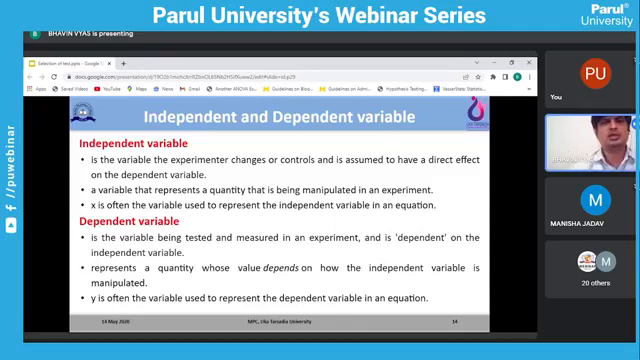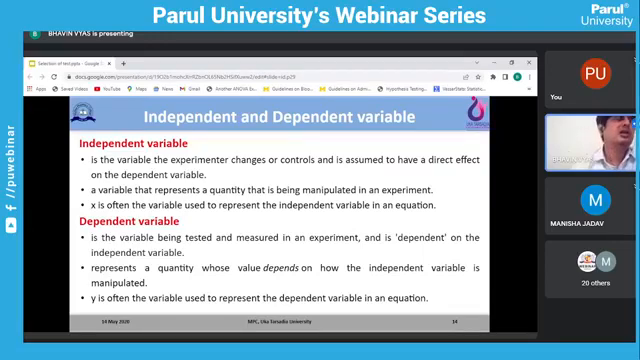So what are we measuring? In the first example I gave, I'm changing the dose of the drug and measuring the blood glucose level. So blood glucose level will be my dependent variable. As the name says, it will depend on your independent variable. It represents a quantity whose value depends on how the independent variable is manipulated, how it is changed. Based on that, you have the dependent variable.